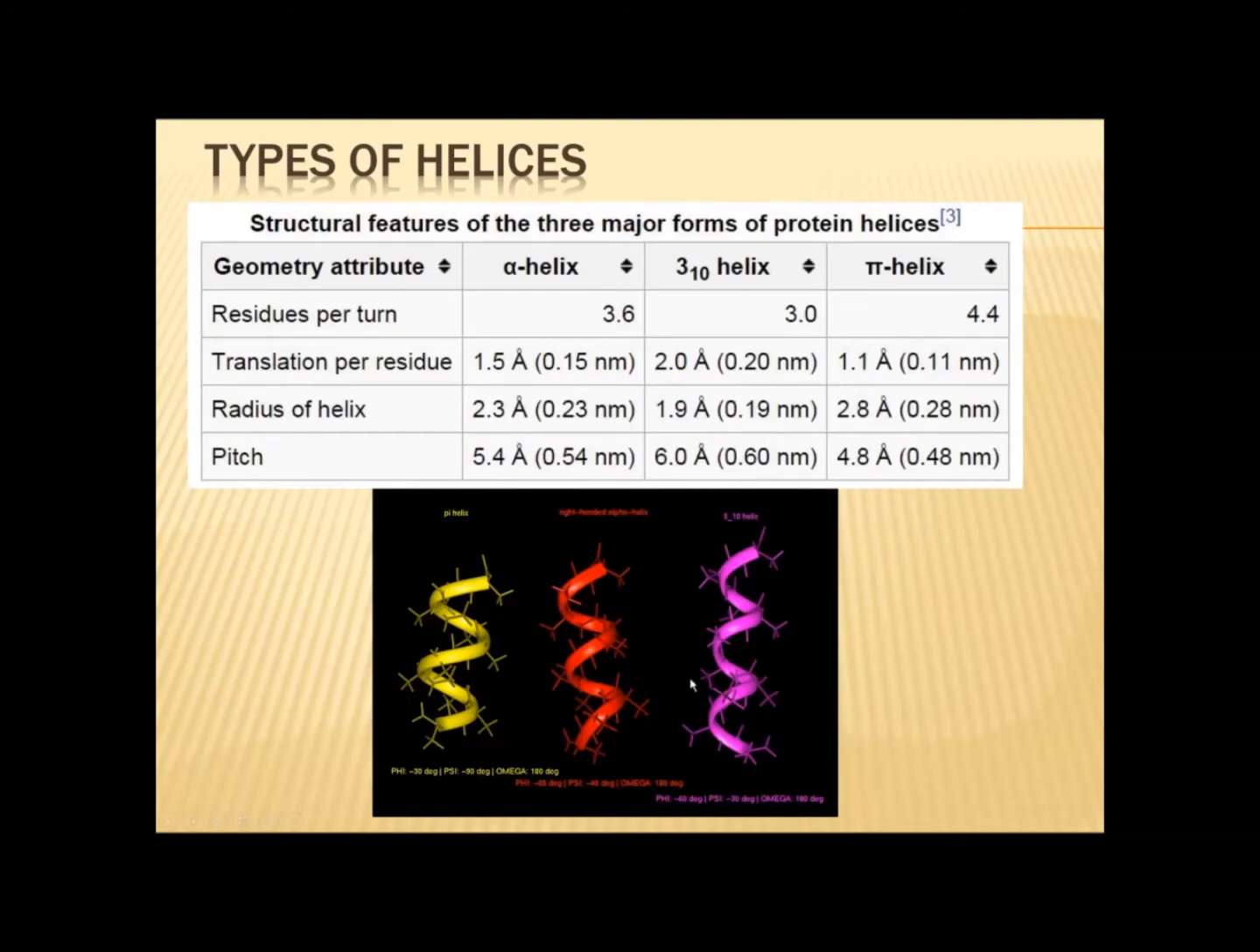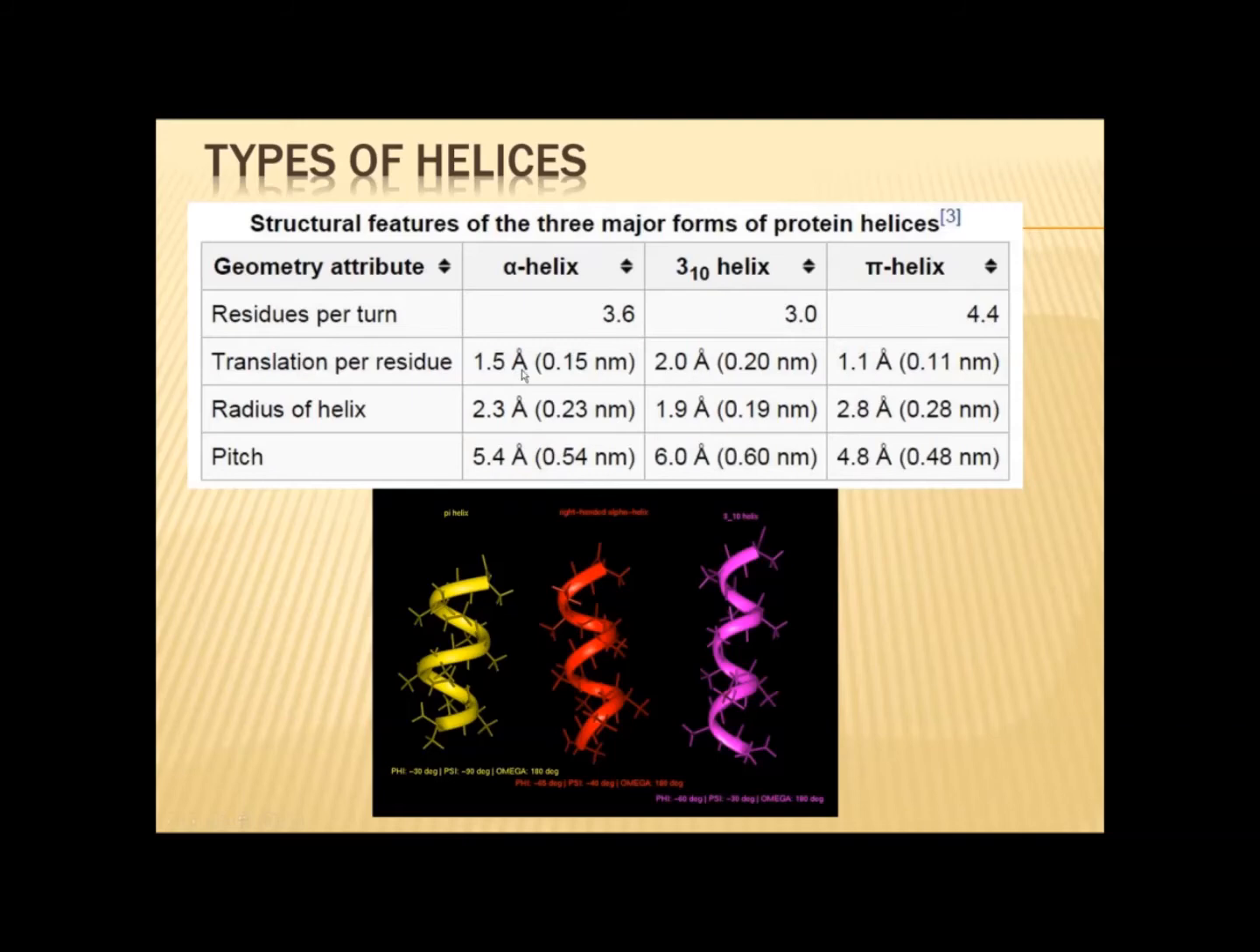Now, just like there were different types of DNA, there are different types of helices. The basic helix that we're talking about is what is called the alpha helix. That is what we see. There's another one which is called the 3-10 helix, and a third type which is called a pi helix. These are the pictures of that. How many residues per turn? 3.6, 4.4. So the pi helix looks like it's stretched. The 3-10 helix looks like it's kind of compressed.